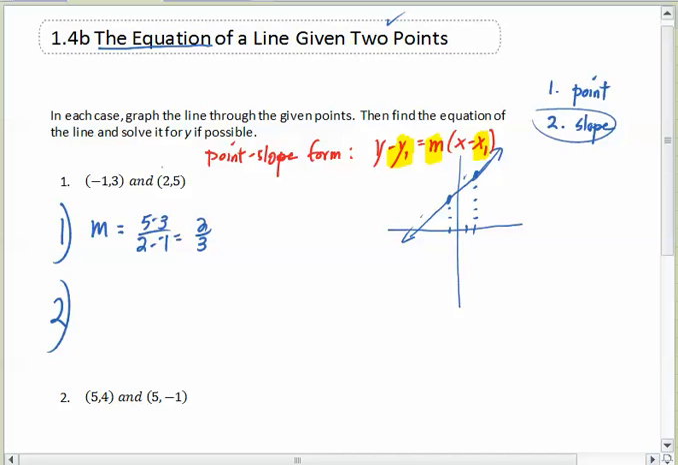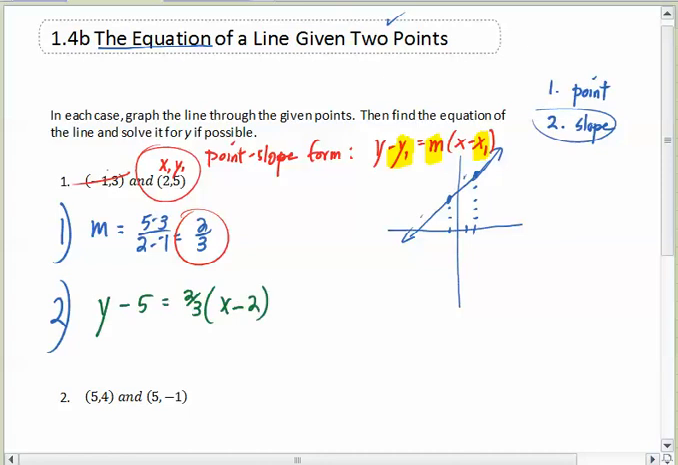Now, you may be thinking, I don't know which point to use because I just need 1 point. This formula says that we need an x1, y1. Well, I'm going to just call this one my x1 and y1. I don't need both points, I just need a point and the slope. So according to the formula, I put in y minus y1, which is 5, equals the slope m, 2/3, times x minus x1, which is 2.